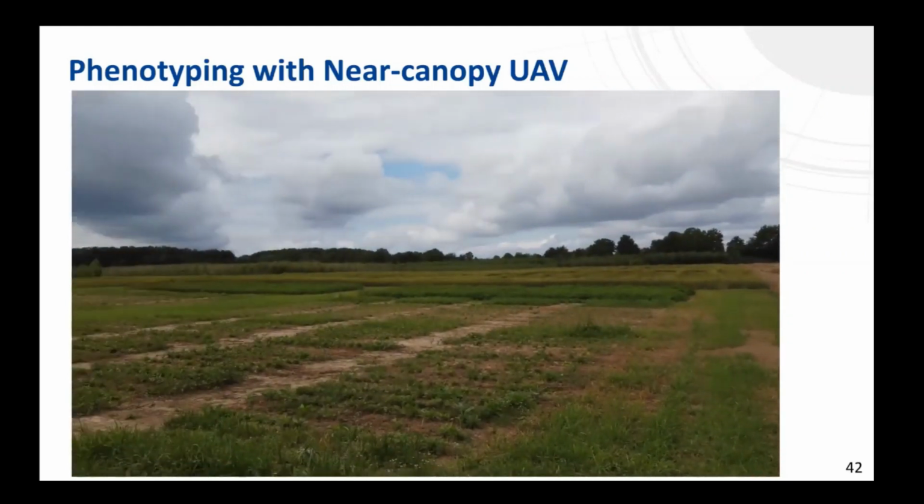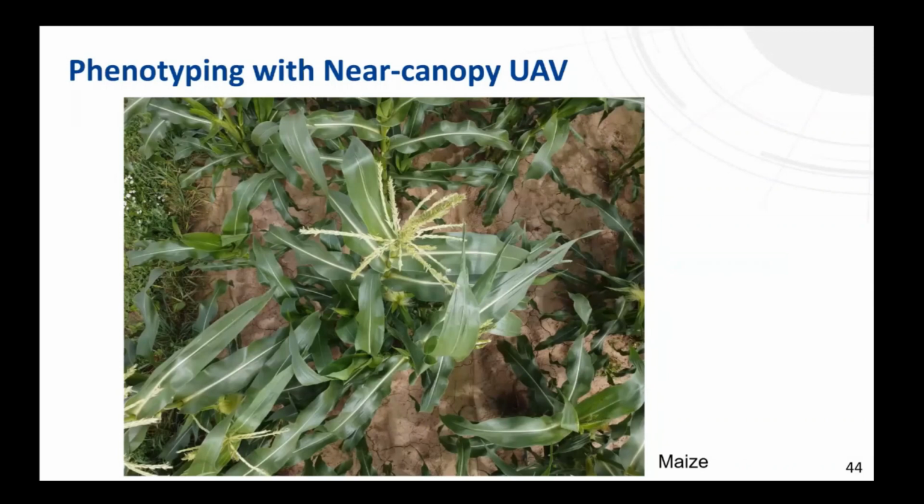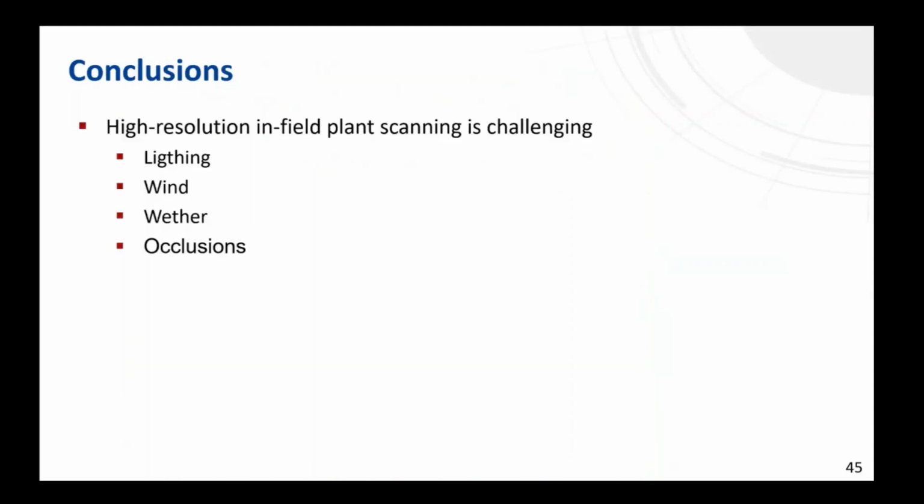Here are some still images of more developed sugar beet. And you see that reconstruction is becoming quite challenging here because the canopy is so dense. And for more developed maize, also some aerial shots from near canopy heights.